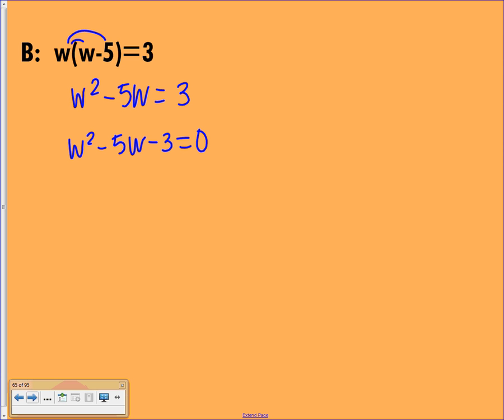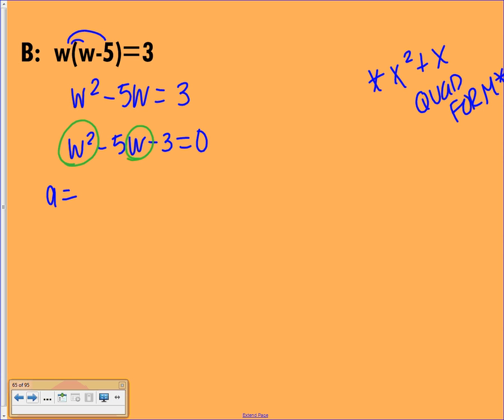Please note, how do you know when I get to use the quadratic formula? Well, if I have a w squared and a w, you have no other way to solve that. Anytime you have a variable squared, if you have an x squared plus an x, you need the quadratic formula. That's how you know when you're going to use it. So let's go ahead and get started.